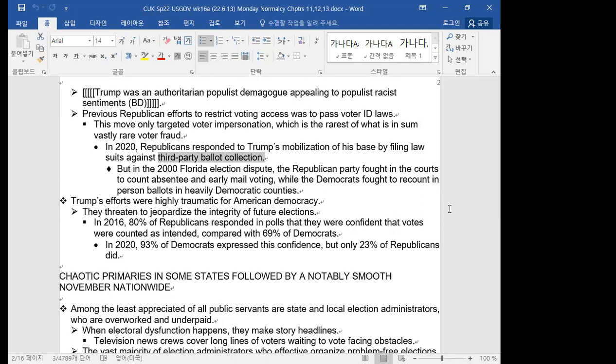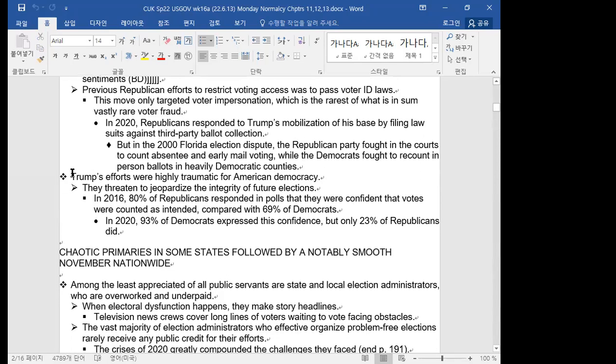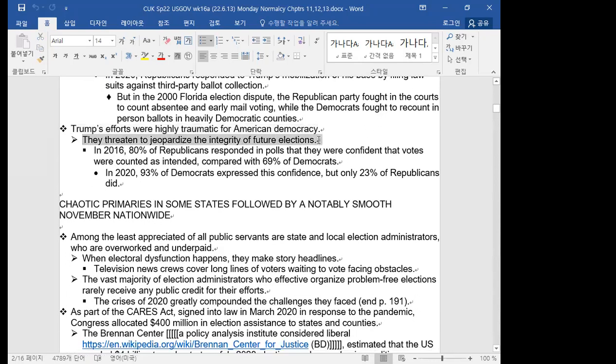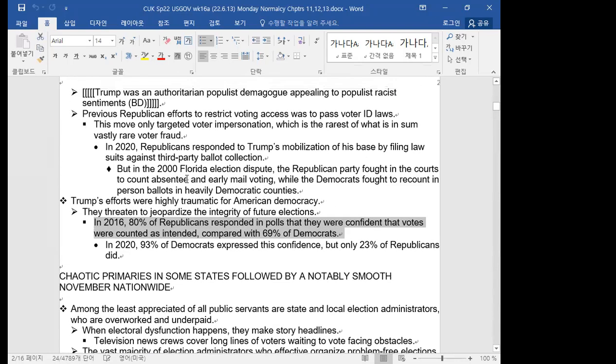And this is all this effort since Trump to restrict voting access. So Trump's efforts were highly traumatic for American democracy. They threatened to jeopardize the integrity of future elections. In 2016, 80% of Republicans responded in polls that they were confident that votes were counted as intended, compared with 69% of Democrats. Remember, in 2000, when Al Gore lost to George W. Bush, it was the Democrats who fought to recount ballots in heavily Democratic counties. They filed lawsuits.